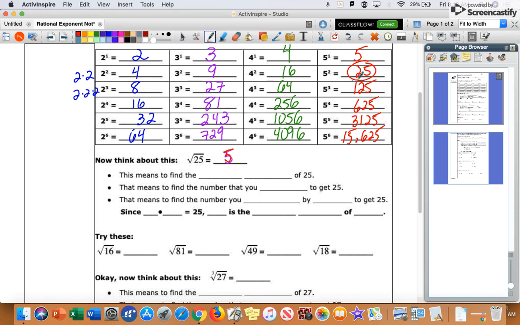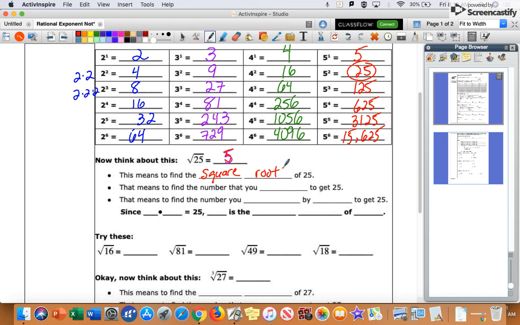It's kind of the opposite. It's kind of like undoing a square. A square root, it's like adding and subtracting undo each other when we're solving equations. They're inverses of each other. Multiplying and dividing are opposites of each other. When we solve equations, we do the opposite. Well, squaring and square roots are opposites of each other. So this means to find the square root of 25.